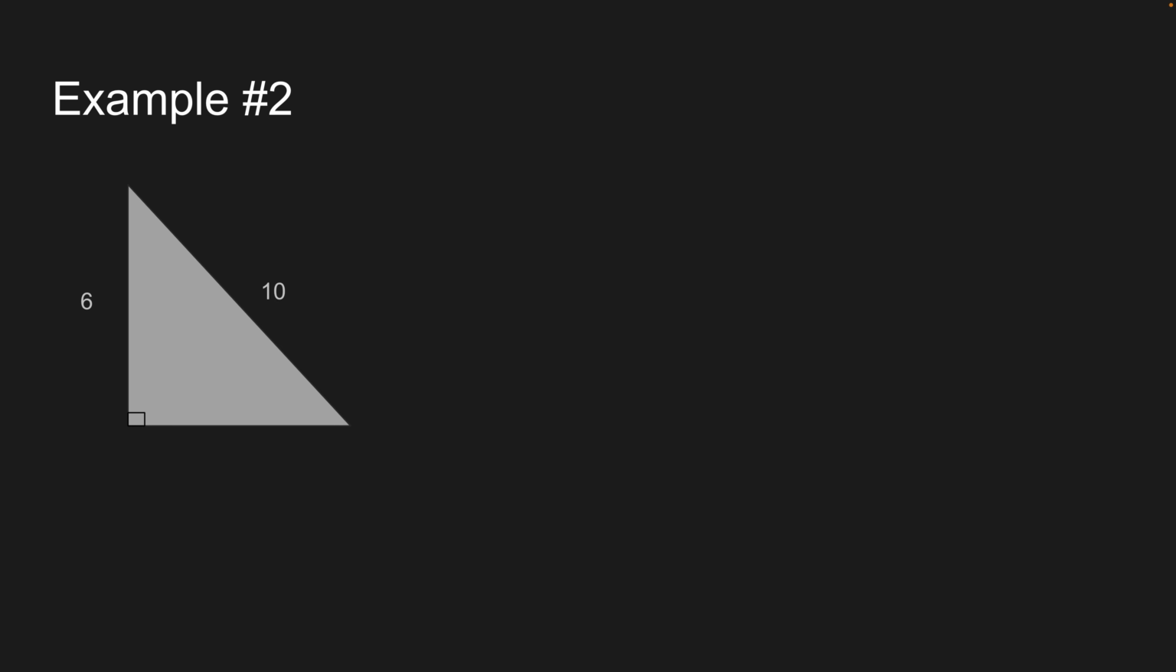Now say we have a right triangle with a hypotenuse of 10 and a leg of 6 units. To find the length of the other leg, we plug in 6 as a and 10 as c to get 6 squared plus b squared equals 10 squared. 36 plus b squared equals 100. b squared equals 64. Hence, b equals 8.